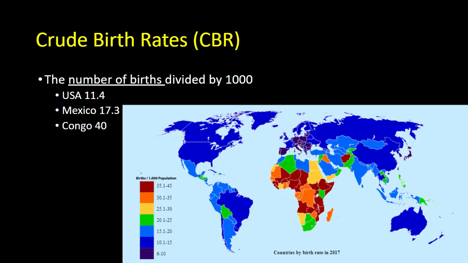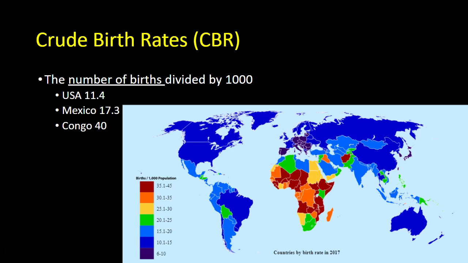Crude birth rates, or CBR. You're going to see a lot of acronyms in this class. CBR is the number of babies that are born divided by 1,000. So you take the number of babies that were born the entire year, divide that by 1,000. For America, it's 11.4. In Mexico, 17.3. And in Congo, it's 40.